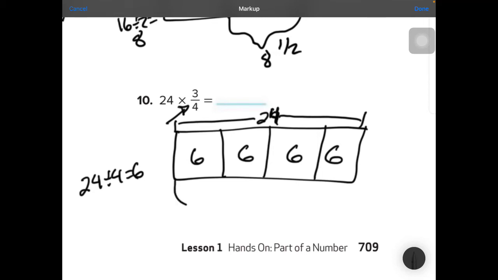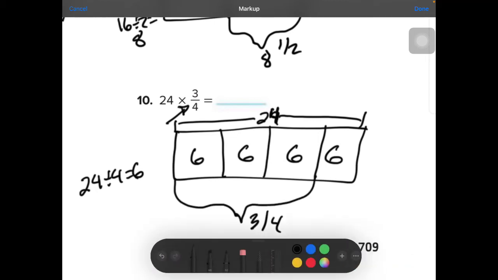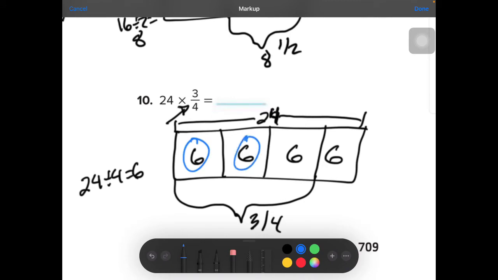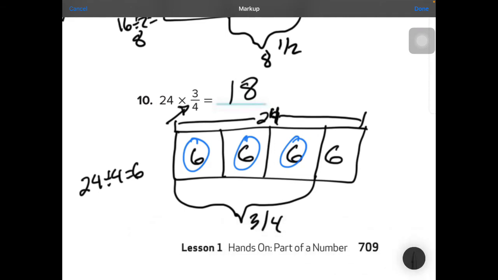All right, so now we are doing 3 of these compartments. So that's 3/4. So I'm going to add 6 plus 6 plus 6, which is going to equal 18. So 24 times 3/4 is 18. Now this is one strategy, drawing diagrams of how to figure this out. This is the one I like to do best.